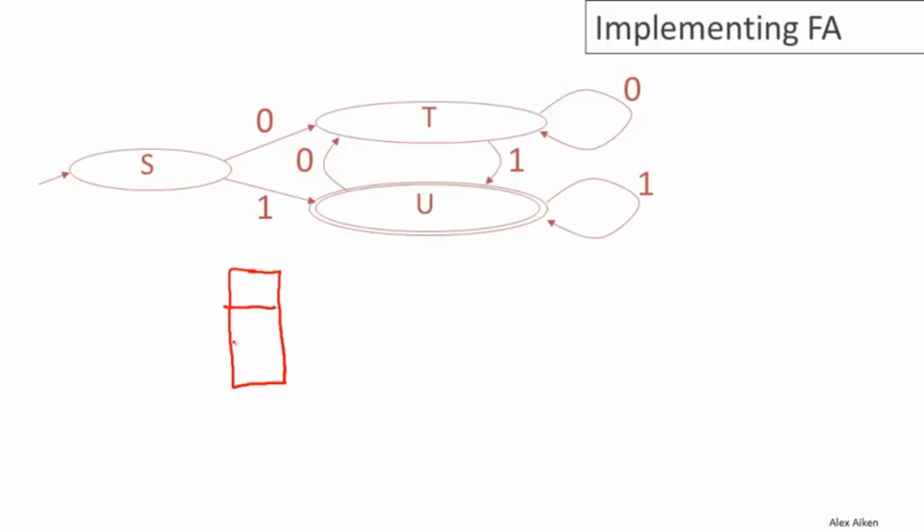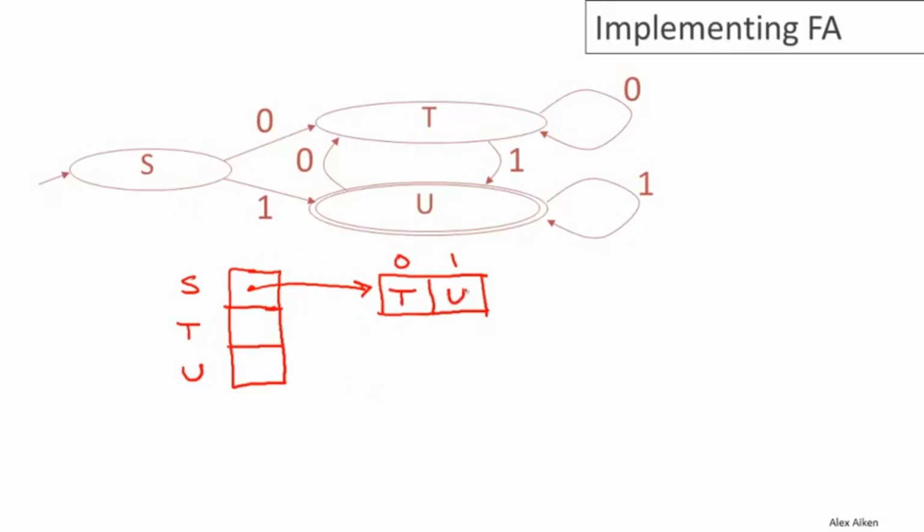And this table, again, would have one entry for each state, so S, T, and U. And what this table would contain is a pointer to a vector of moves for that particular state. So there'd be a pointer here, and it would point to another one-dimensional table that would say what we should do on 0 and what we should do on 1. So in the case of S, we wanted to move to state T if it was a 0 and to state U if it was a 1.